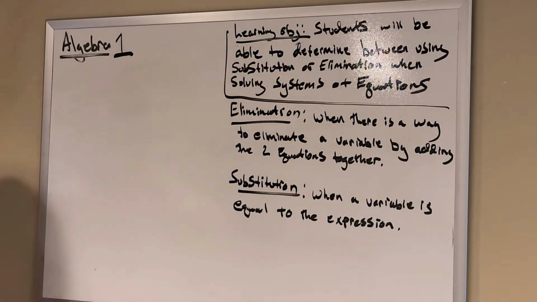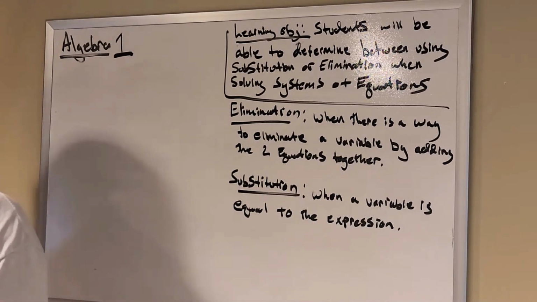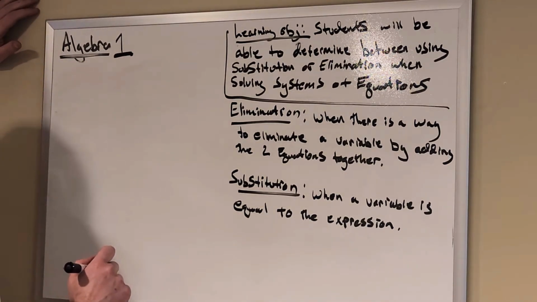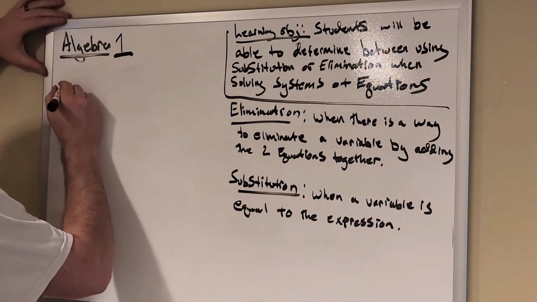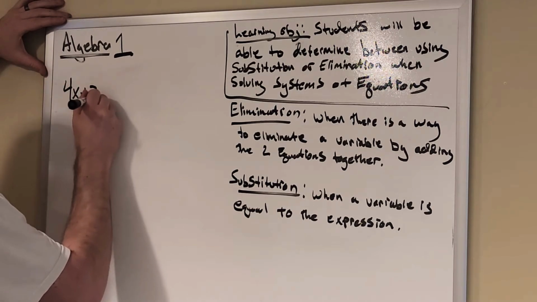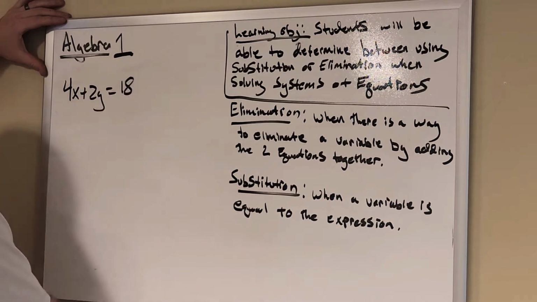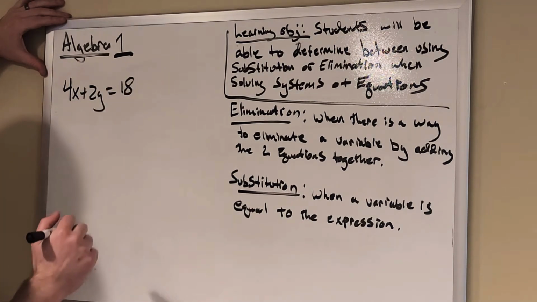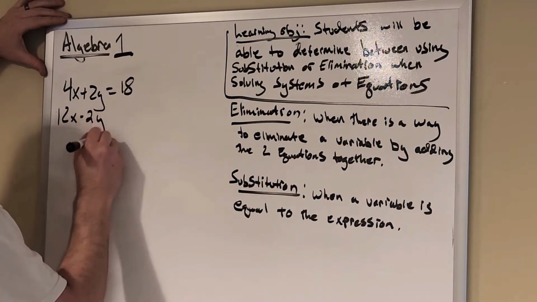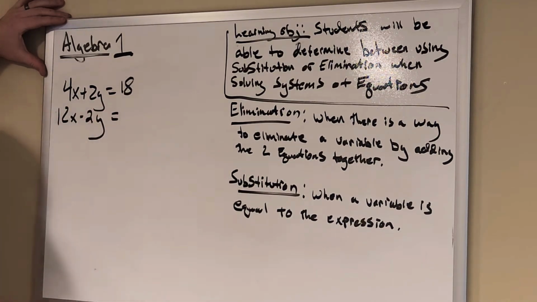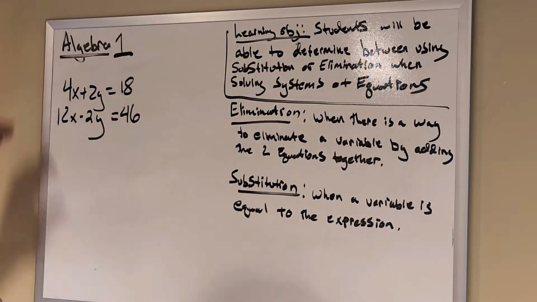All right, we have 4x plus 2y equals 18, and then 12x minus 2y equals 46. All right. So I take a look.